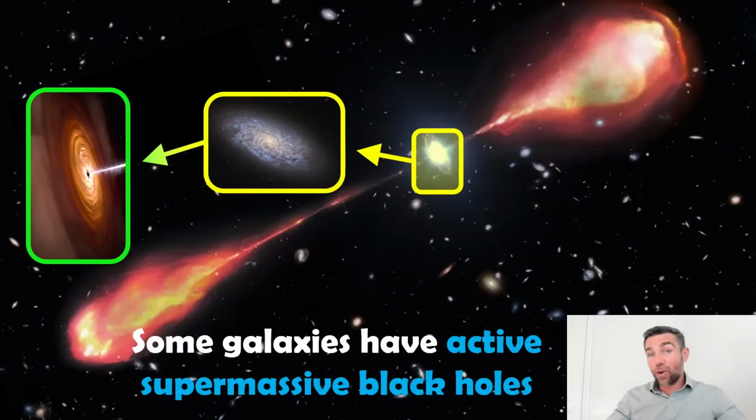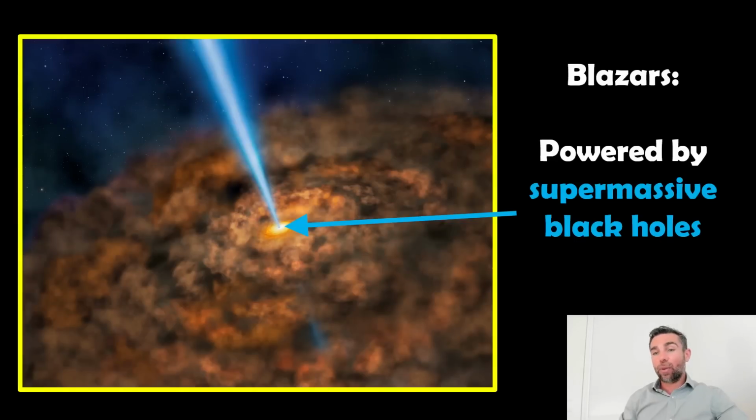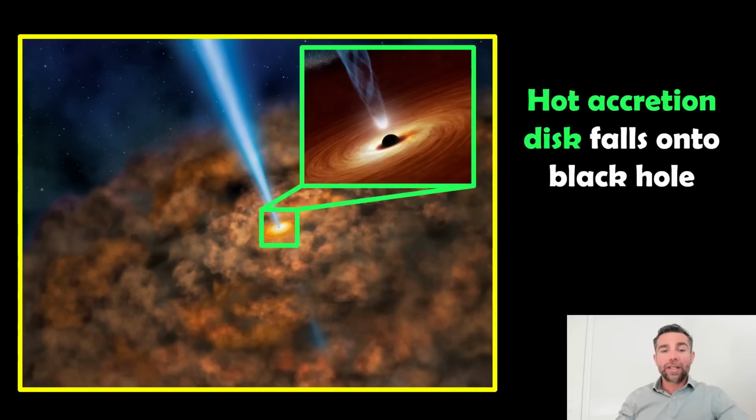All that material is falling onto the disk, and it creates these enormous powerful jets that are perpendicular to your disk. So if we look at it in a bit more detail, blazars are powered by the supermassive black hole in the center that's active, and they create these really powerful jets. If you zoom in a little bit further, they have these hot accretion disks. What that means is you've got this disk of material which is spiraling inwards onto the black hole.